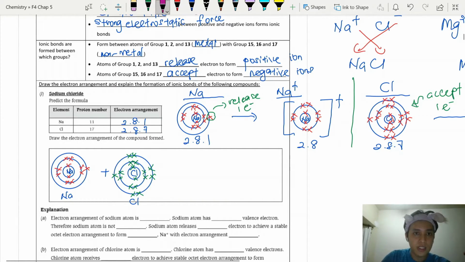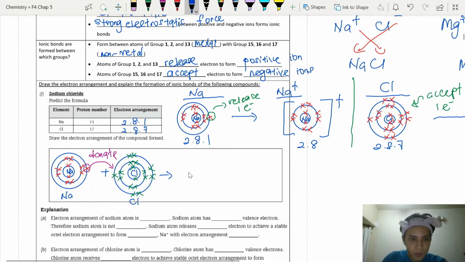So what will happen is that the sodium atom, right here, is going to donate its valence electron to the chlorine, since chlorine only needs one more. The electrons released by the sodium will be given to the chlorine. And then you are going to get your sodium chloride, your ionic compound.